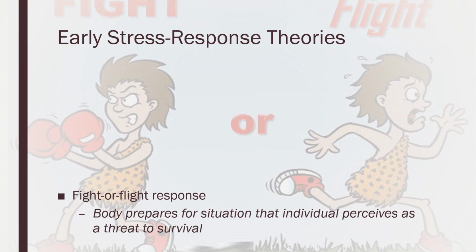Walter Cannon referred to acute stress responses as fight or flight. The fight or flight response is the body's way of preparing for a situation that an individual perceives as a threat to survival. This response results in increased blood pressure, increased heart rate, increased respiratory rate, and cardiac output.